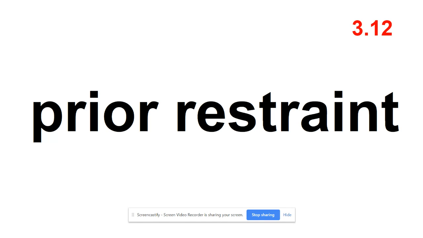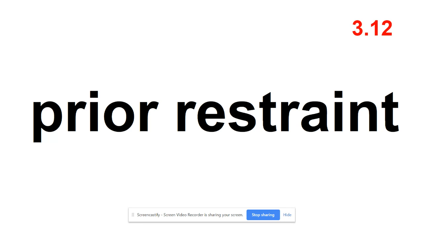That'd be great. All right, so prior means before something happens, and restraint means restraining someone from doing something. So you're restraining someone from doing something before something happens. Keep that in mind. If you see the word prior restraint, just think about what it means, and it kind of makes sense.